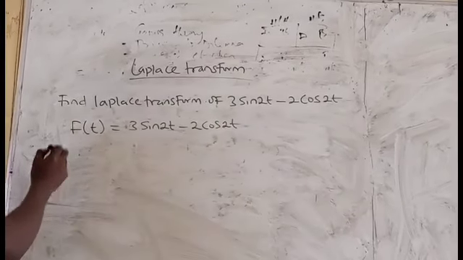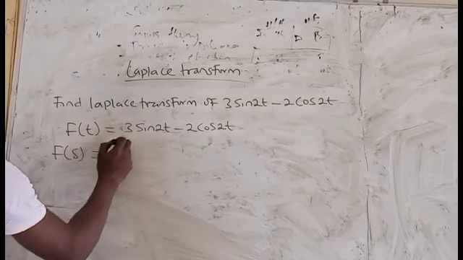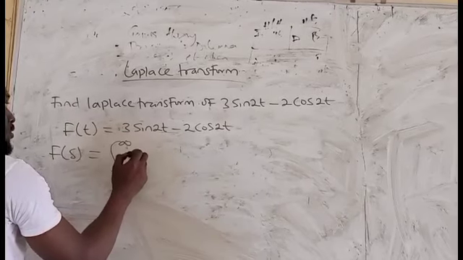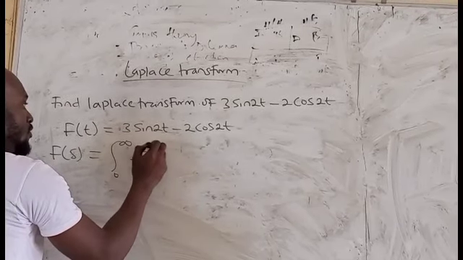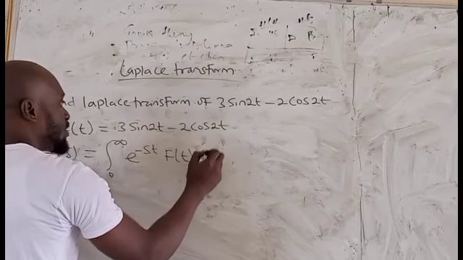Now, from our Laplace equation, we have f of s, which will give you the integral from 0 to infinity, multiplied by exponential raised to the power of minus st, then you multiply it by f of t times what? dt.